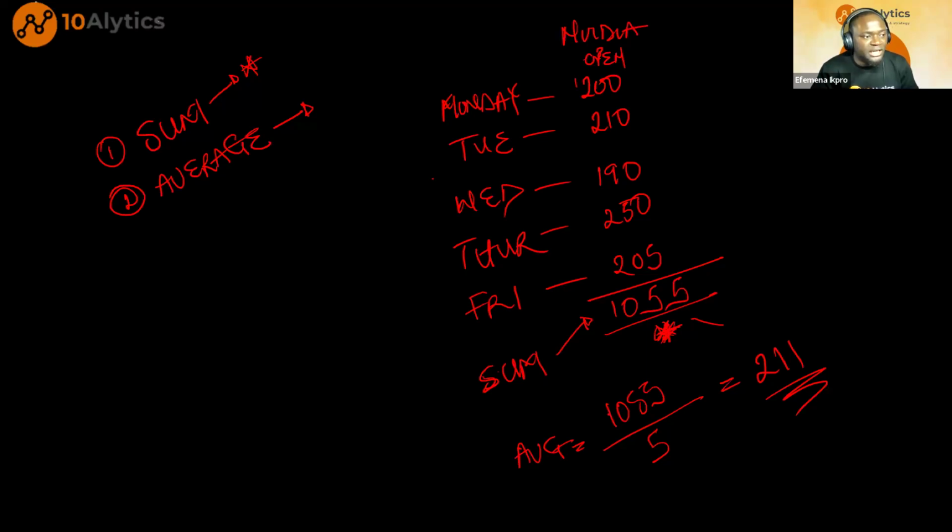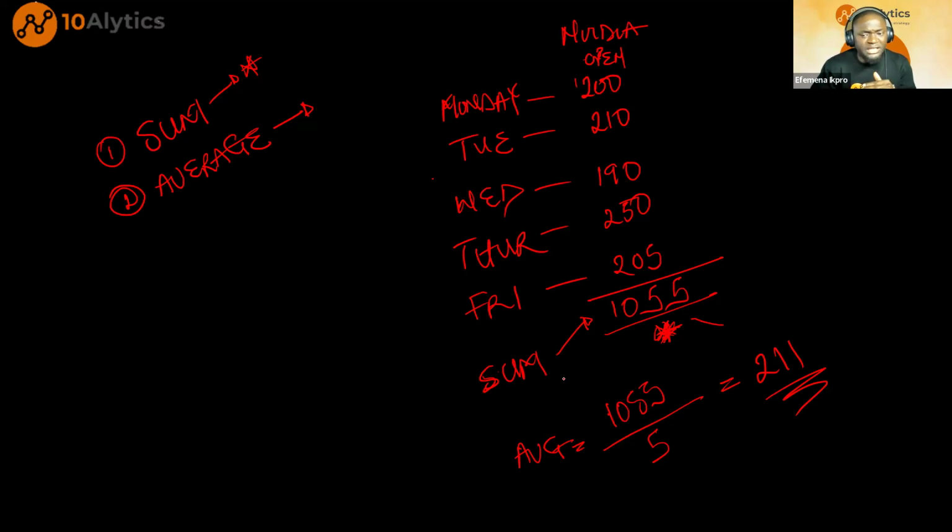So if I'm going into this week now, I can make a decision that, okay, I'll wait for the price to get to like 200 or 205, and I'll probably buy into the stock market at that particular price.